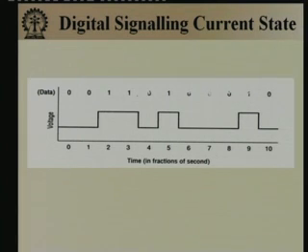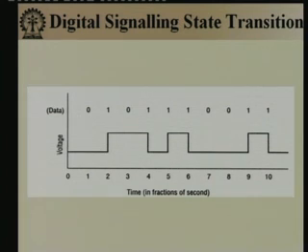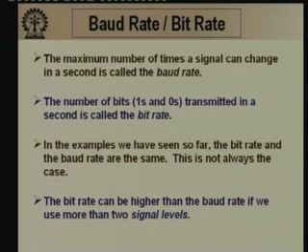So, this is another picture of digital signaling, the so-called current state. That means 0 is represented by the low voltage, 1 is represented by the high voltage, and there is digital signaling and the state transition. So, if there is no transition, that is 0; if there is a transition, that is a 1. So, these are all different examples of encoding.